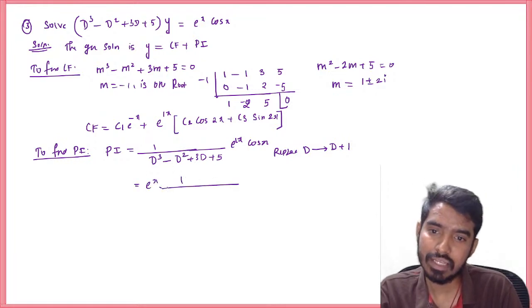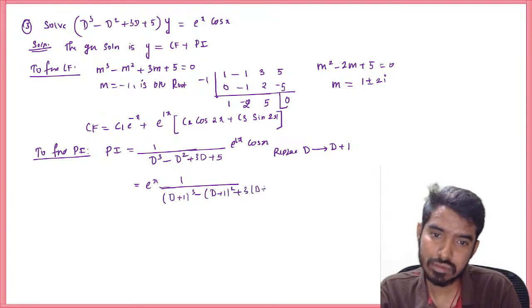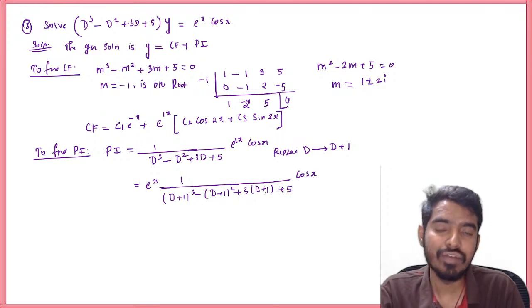So we will have e power x, take that outside. Replace d by d plus 1. So d plus 1 whole cube minus d plus 1 whole square plus 3 times d plus 1 plus 5. Here we have only cos x, right? So we have to simplify this term.